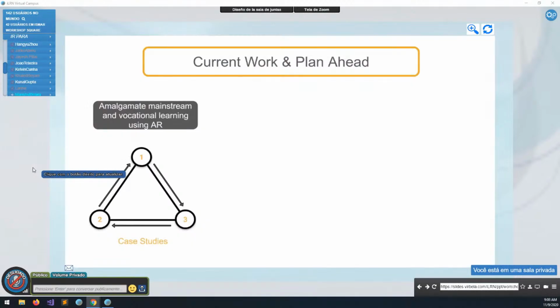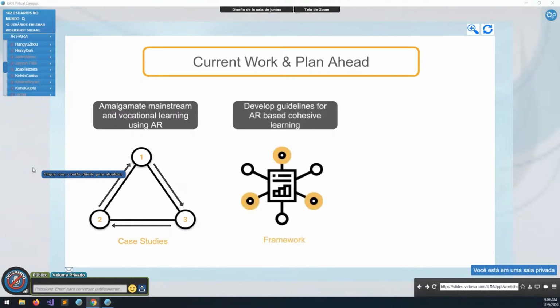So the current work that we're trying to do is we are taking different case studies of different vocational skills and the theoretical concepts in mainstream education that actually exist or are used in those vocational skills, and trying to create augmented reality modules for them. And then we plan to go into the field and actually test them with students and understand whether, or how, we can make this amalgamation more effective. We plan to do 3 case studies in this area.